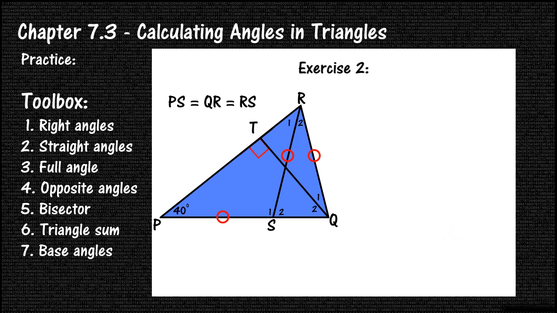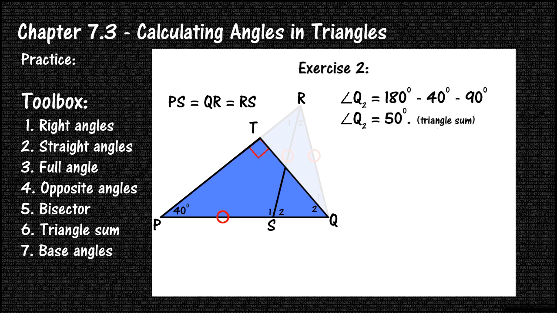To start, let's take a look at our toolbox. As I said earlier, looking for triangles is most of the time the best way to start. But we only know angles P and T. Going from there, we could calculate the size of angle Q2. 180 minus 40 minus 90 is 50 degrees. Although it doesn't help us directly with finding S1 and R2, we might find a use for it later.